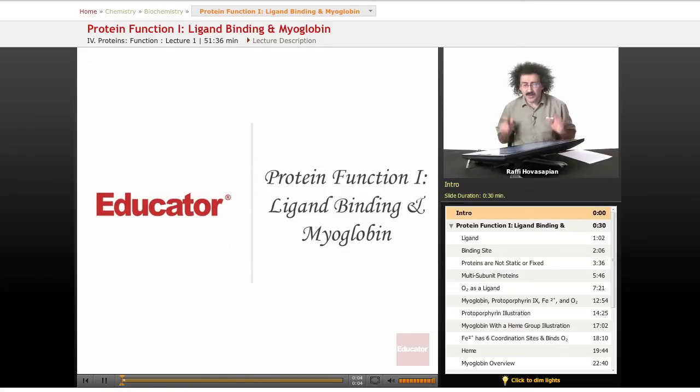So today we're going to start our discussion of protein function. We've already taken a look at amino acids and primary structure, secondary structure, tertiary structure, and quaternary structure. Now we're going to talk about protein function. In particular, we're going to be talking about ligand binding, and we're going to be spending a fair amount of time talking about this protein called myoglobin.